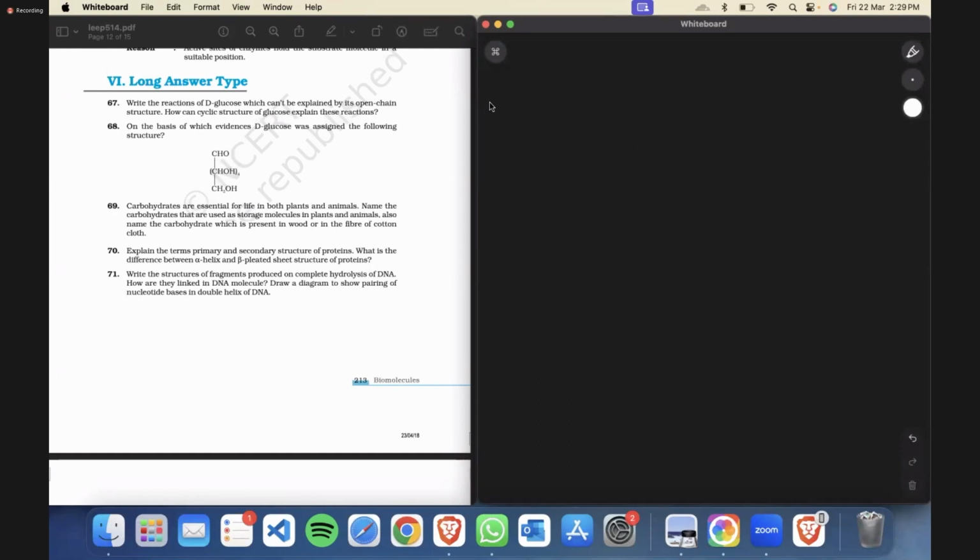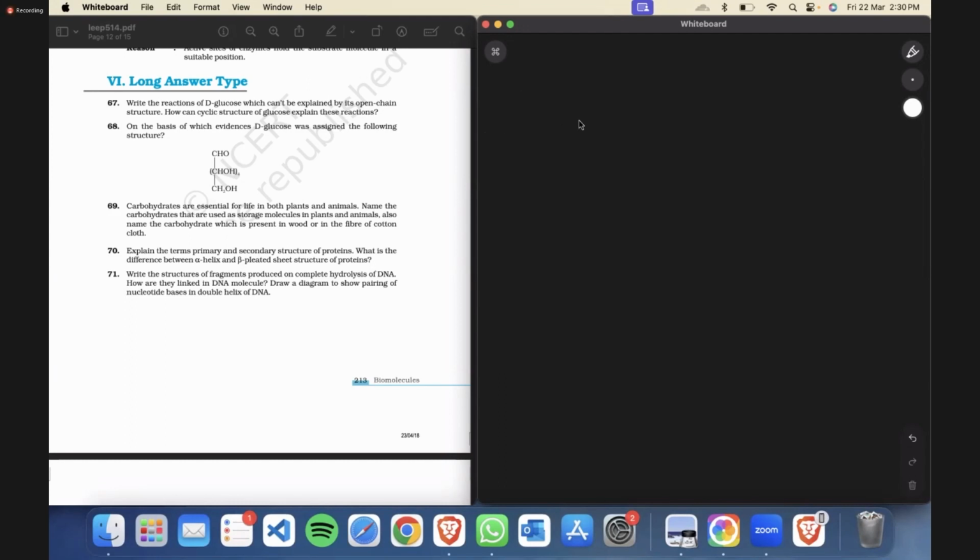Write the structures of fragments produced on complete hydrolysis of DNA. How are they linked in DNA molecule? Draw a diagram to show pairing of nucleotide bases in double helix of DNA. Complete hydrolysis of DNA yields pentose sugar, phosphoric acid, and nitrogen containing heterocyclic compounds called bases.